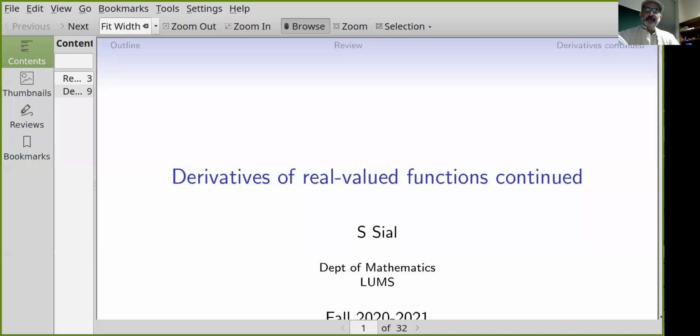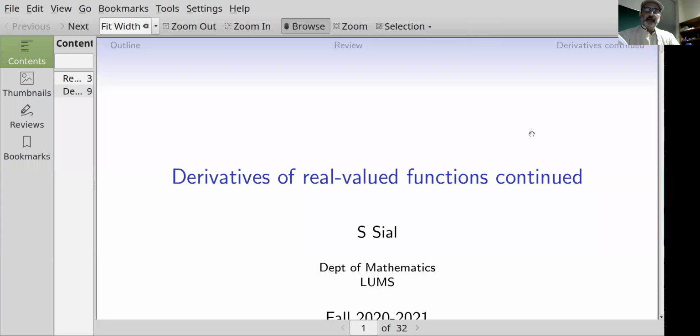In this session, we consider a few more examples of how to calculate the derivatives of real-valued functions from the limit definition of the derivative. And we give some examples of where the derivatives of a function do not exist.